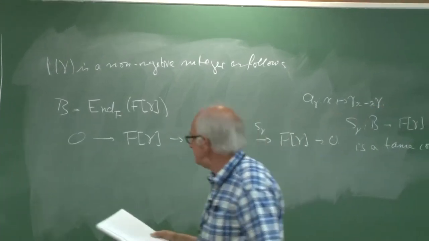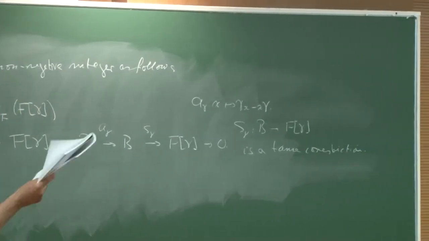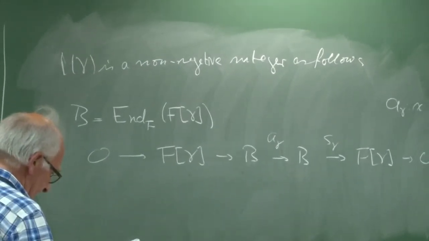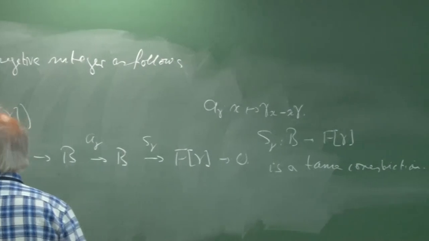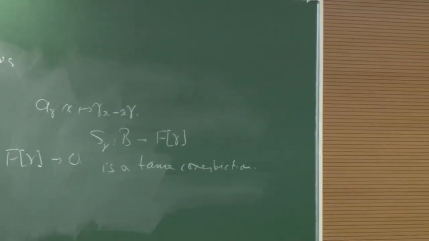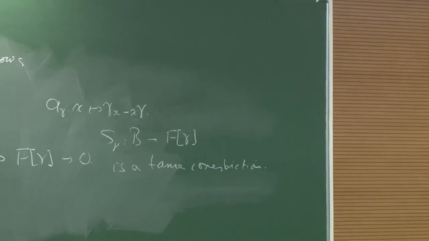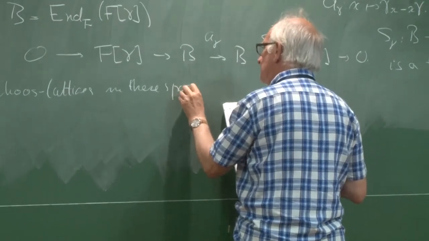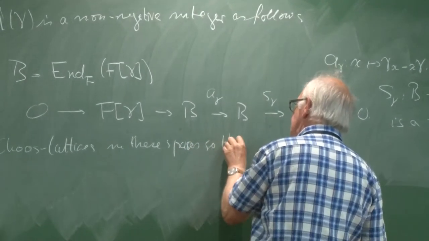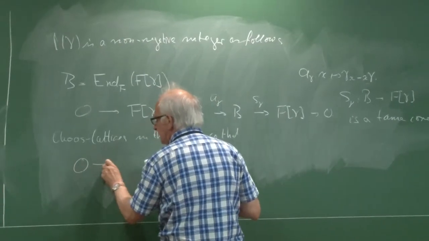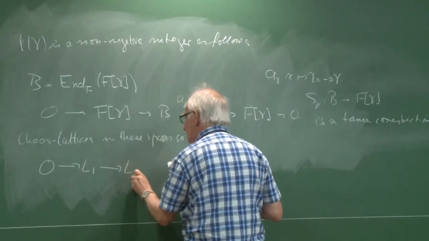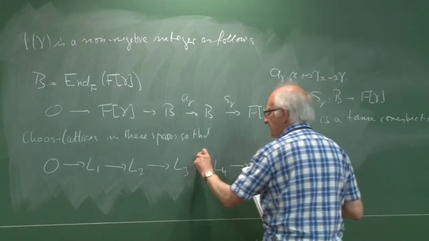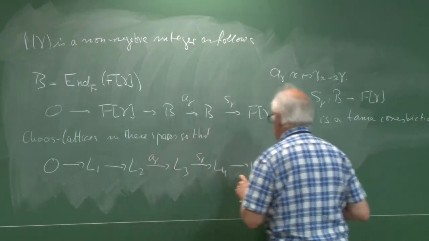Right, now, that was set up at the beginning. That's the whole point of the adjoint time co-restriction game. Now I choose lattices in these places. So that, all right, you can guess which lattice goes where, L1 to L2 to L3 to L4 to 0, S gamma, A gamma. So that's exact.